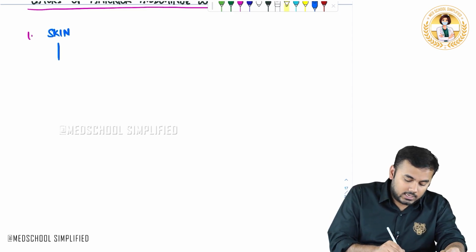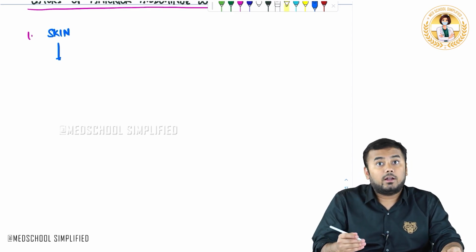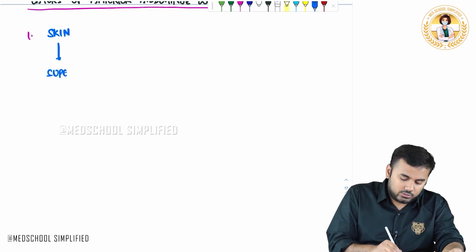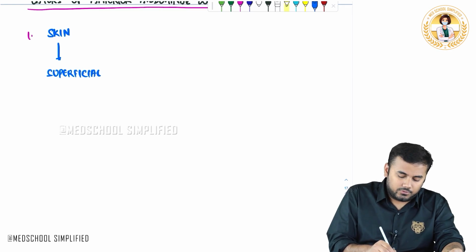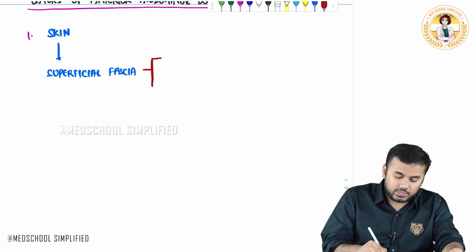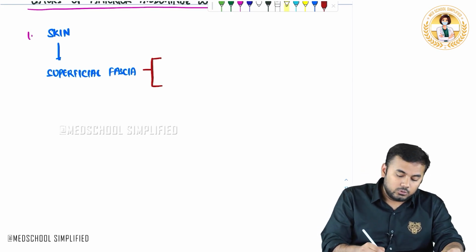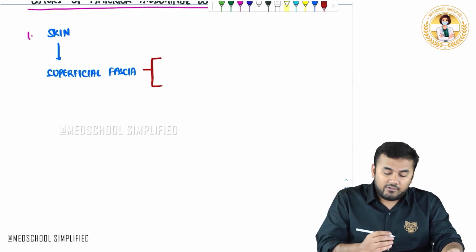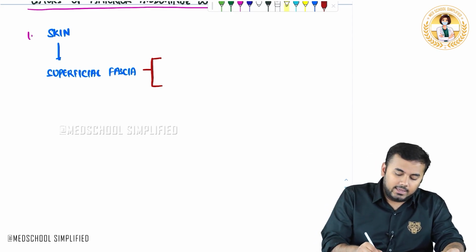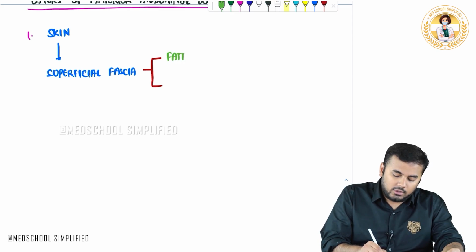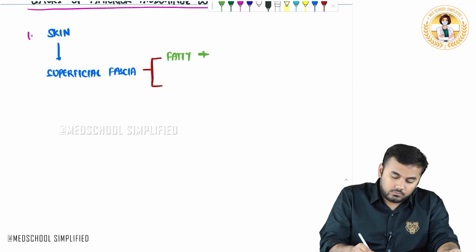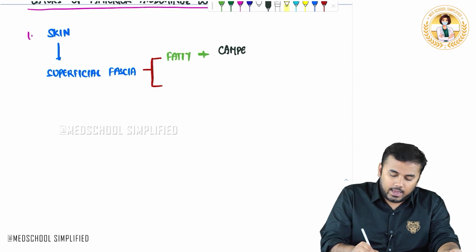Now after the skin, you have the subcutaneous tissue, fat and all, and after that you have fascia. What fascia is that? Superficial fascia. But here in the anterior abdominal wall, the superficial fascia is comprised of two things. There is a fatty layer and a membranous layer. The fatty layer is outside, the membranous layer is inside. The outer fatty layer is called Camper's fascia.